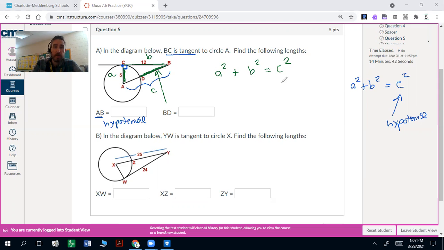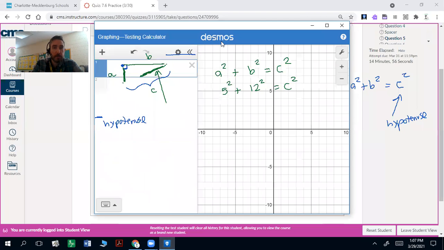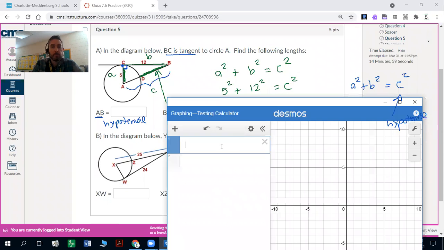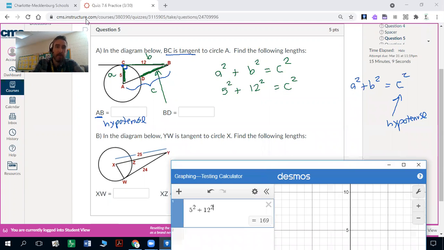So we don't know C squared, but we do know A is 5. So 5 squared, B is 12, plus 12 squared is equal to C squared. So let's get 5 squared plus 12 squared. We can use our calculator if we need to. Those square and add to 169. You could square them individually and add them together if you'd like. But I want to solve for C, so I'm going to square root that 169. And they'll tell me what that is.